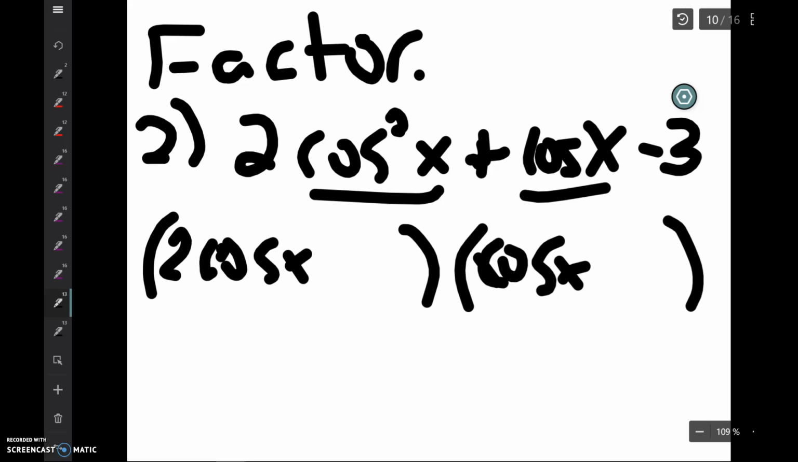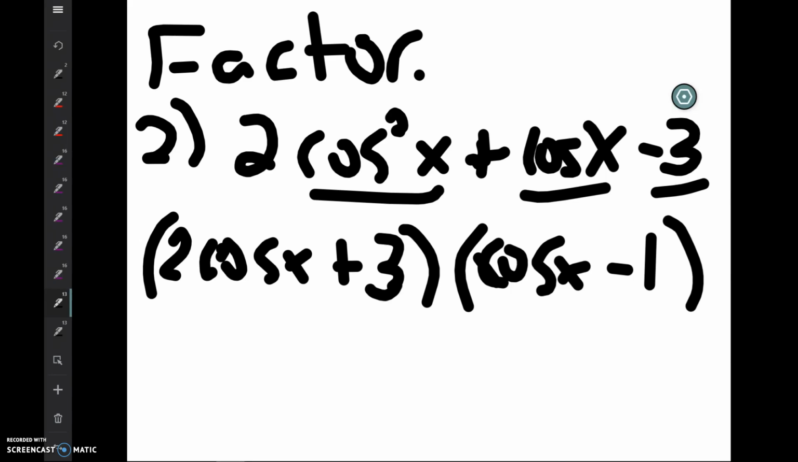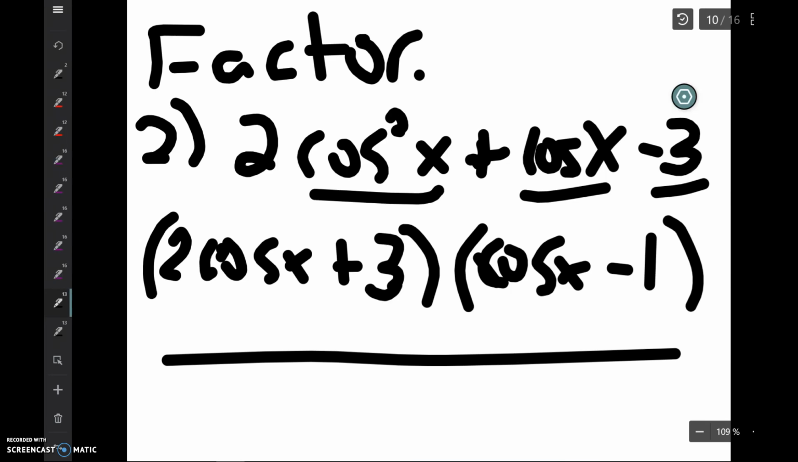Now, remember you have the minus 3, so if I'm trying to get my 3, I need to put my 3 and my 1 in a certain place to factor correctly. So if I put my plus 3 here and a minus 1 there, that's going to give me a negative 3, and that will FOIL out correctly to give me that equation. So you're just factoring with cosine like you do with x, and that's how you factor. This just has to FOIL out to give you that problem up there, just like in algebra. Okay, let me try one more.